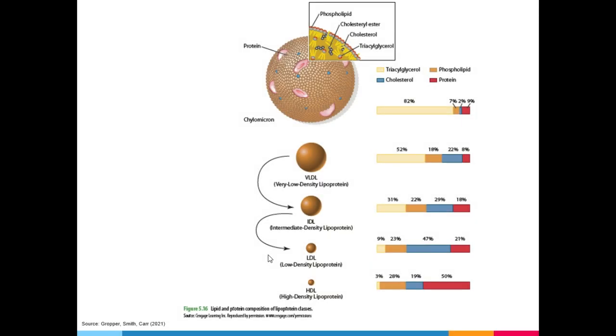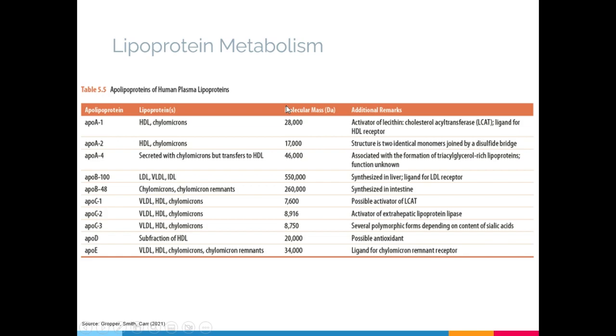So we have the HDL, LDL, IDL, VLDL, and chylomicron. Actually the biggest is the chylomicron because it has the most amount of fats. When you say fat, again, it refers to triglyceride molecule or triacylglycerol. So 82% of a chylomicron is composed of triacylglycerol or fats. 7% is phospholipid, 2% cholesterol, and 9% is proteins. These proteins are made up of apoproteins.